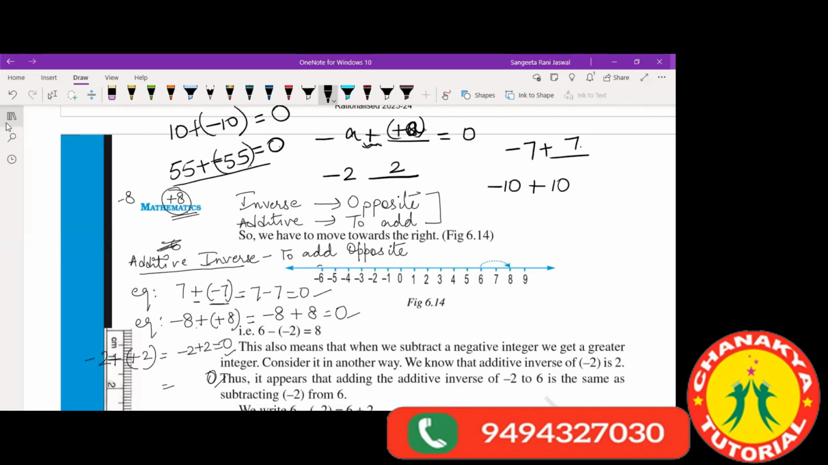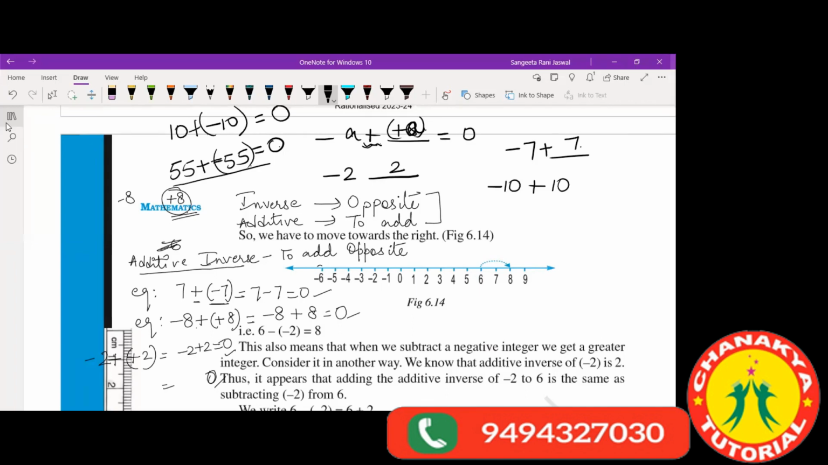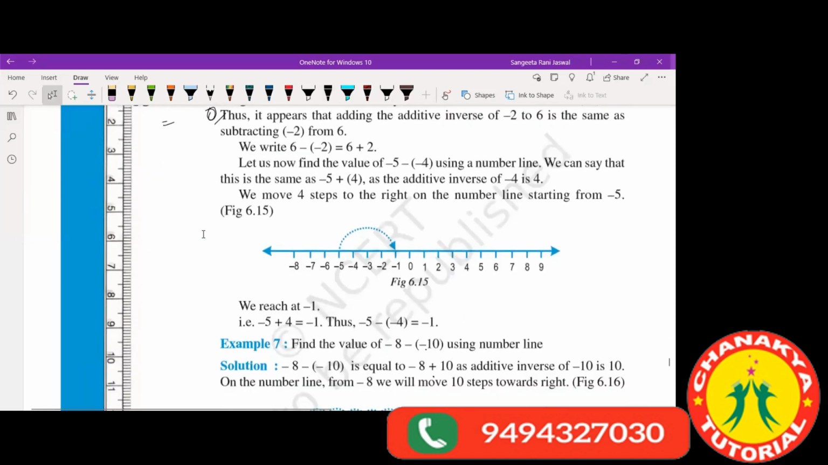Are you understanding this? Yes, ma'am. Meena, Adya, you understood this? Yes, ma'am. Now I'll give you one sum on this so that I get to know whether you have understood or not. Okay.